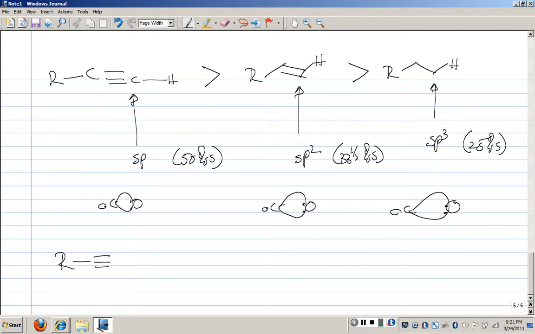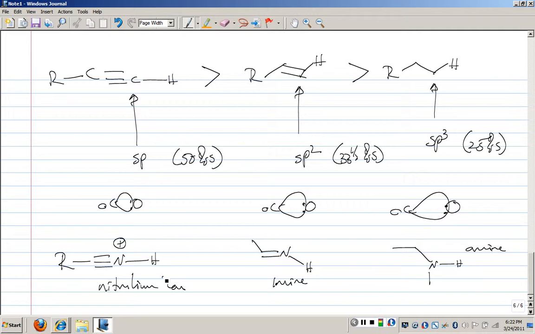You know, I could look at something similar if I would look, for example, at a series of compounds of this type. If I look at a nitrilium ion, where the N is sp hybridized, if I look at an imine, where the N is sp2 hybridized, and I look at an amine, where the N is sp3 hybridized, I say exactly the same thing, that the amine is less acidic than the imine, right? And the nitrilium ion is actually way more acidic.